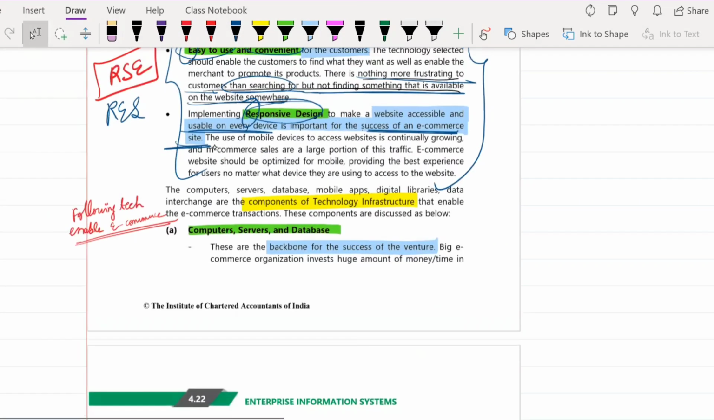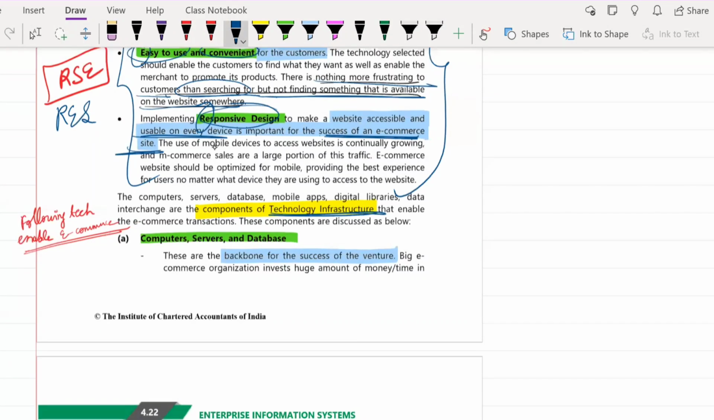Okay. Now, under technology infrastructure itself, there are a few components, and these components are what make the e-commerce business what it is today. Correct.